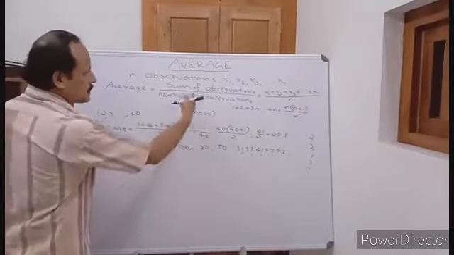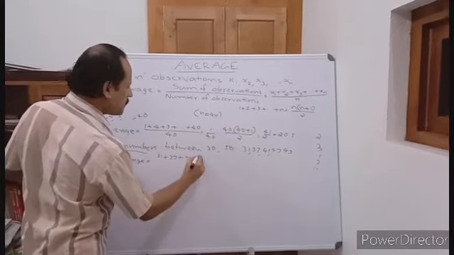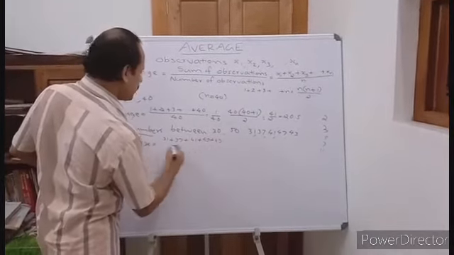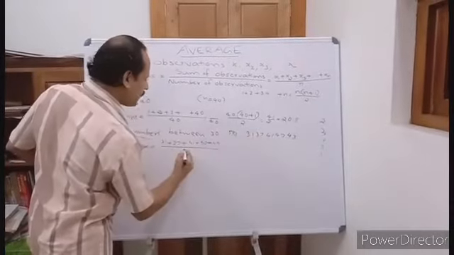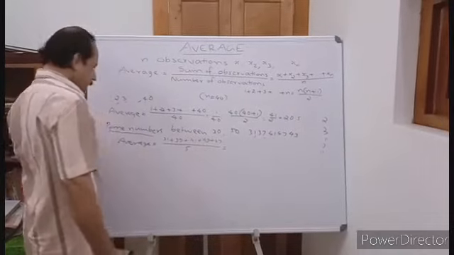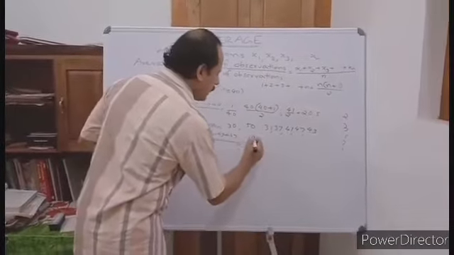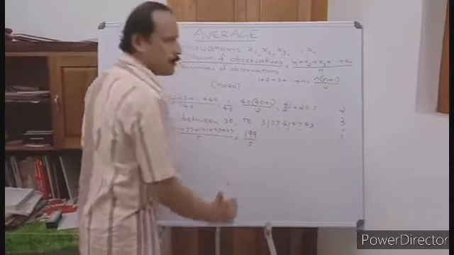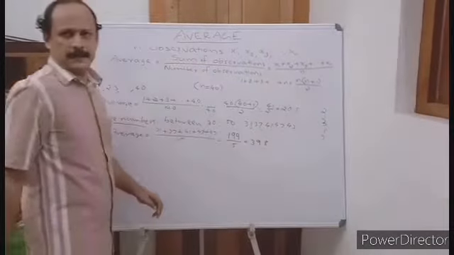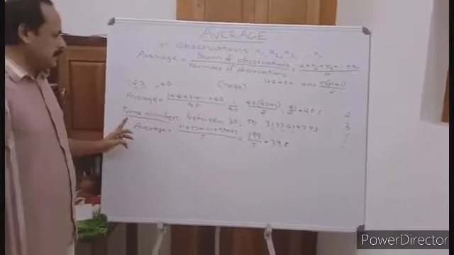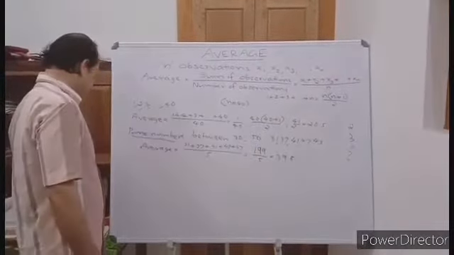Their average equals the sum of observations, 31 plus 37 plus 41 plus 43 plus 47, divided by the number of observations: 1, 2, 3, 4, 5. The sum of the terms in the numerator is 199 and the denominator is 5, and this is equal to 39.8. That is, 39.8 is the average of the prime numbers between 30 and 50. Okay.